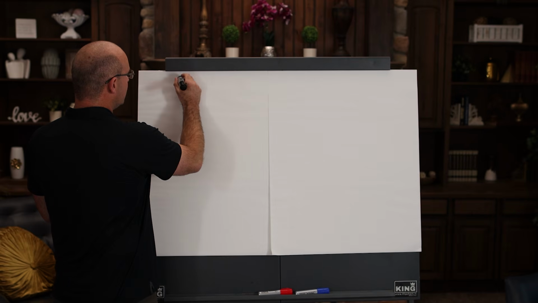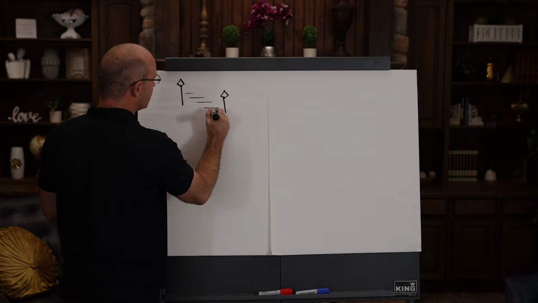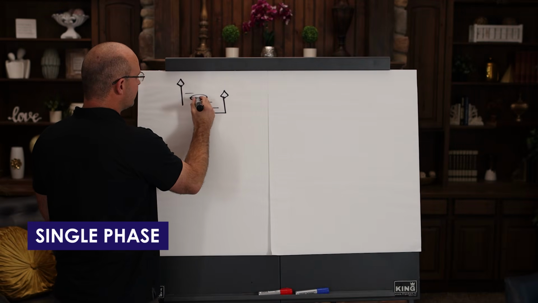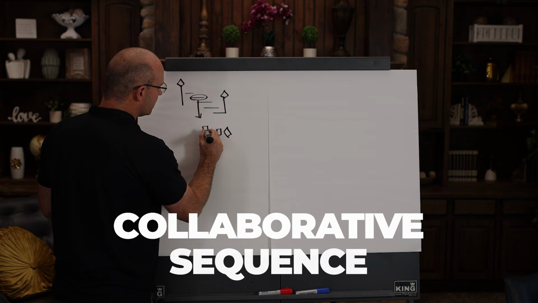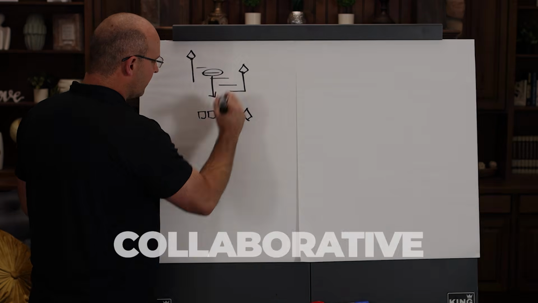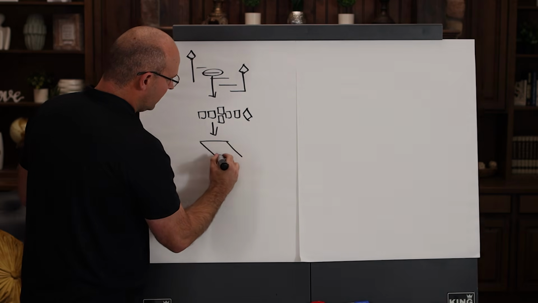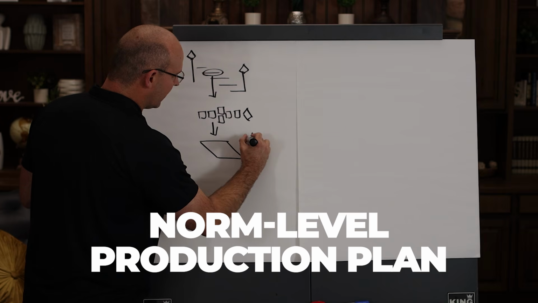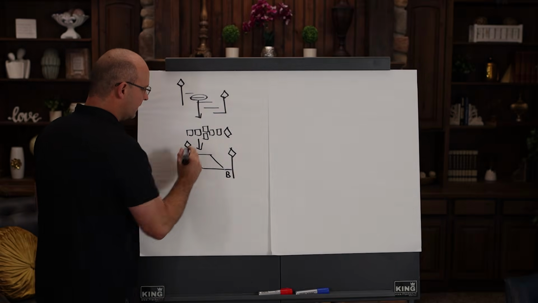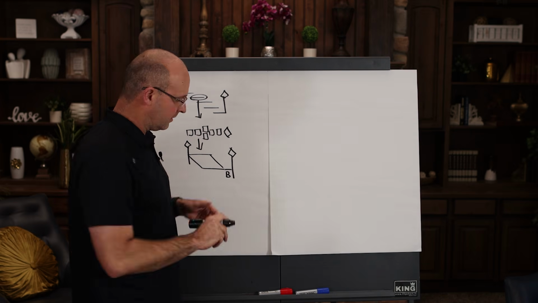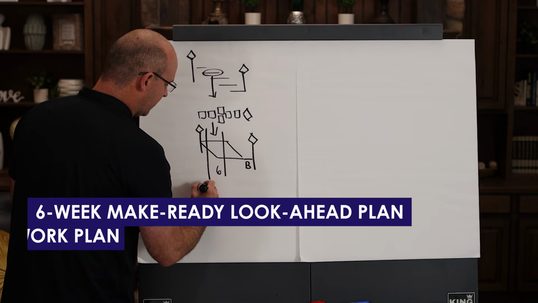When you do this, you will have a master schedule, and I'll just draw these as summary bars, and then you'll take a single phase and you will do a pull plan to a milestone. That pull plan is a collaborative sequence with the trades that then allows you to create, and this is just for one phase, a norm level production plan and to gain buffer time before the milestone. And you're gonna need that buffer time if you wanna operate it effectively. Then from there, you're able to filter out your 6-week make ready look ahead plan and your weekly work plan.